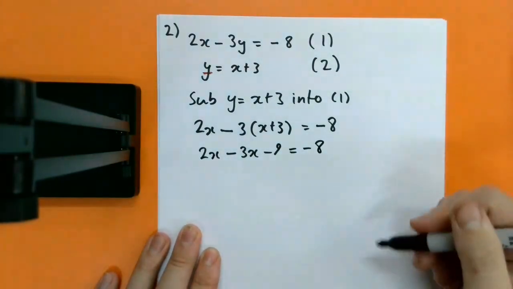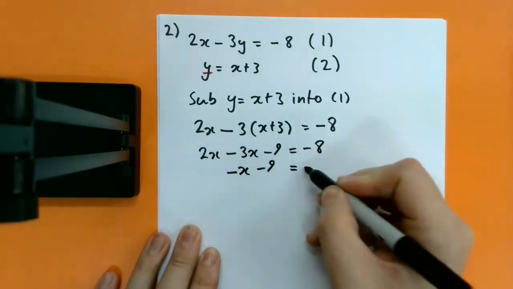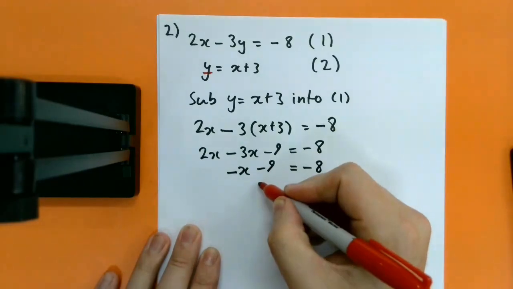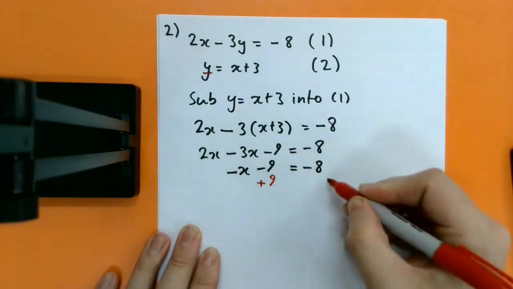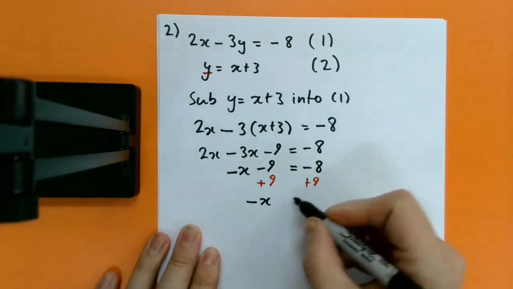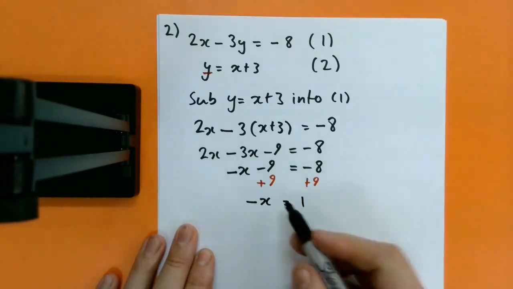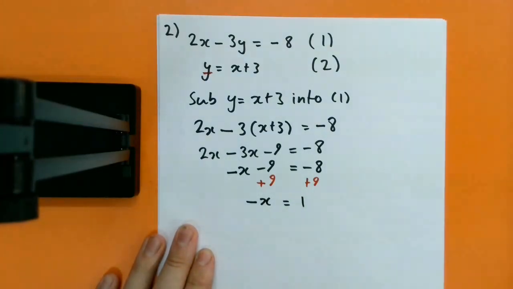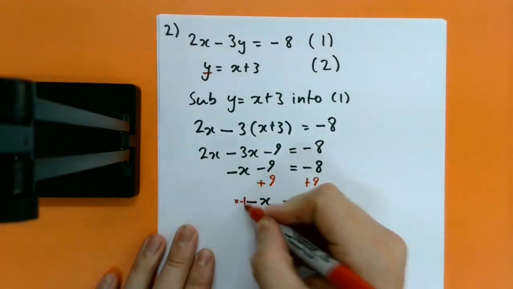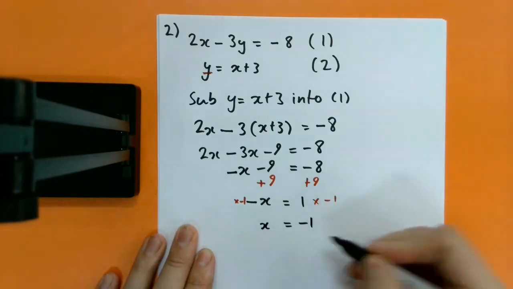Do a little bit more tidying up. 2x minus 3x is minus x. Minus 9 is equal to minus 8. Now we want to get the x by itself. We want to plus 9 to both sides, doing the opposite. So minus x is now equal to minus 8 plus 9, which is 1. And multiplying both sides by negative 1 gives x is equal to negative 1.